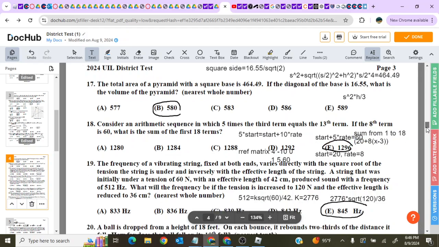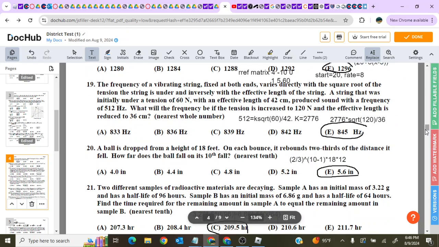The frequency of a vibrating string fixed at both ends varies directly with the square root of the tension the string is under and inversely with the effective length of the string. A string that was initially under a tension of 60 newtons and effective length of 42 centimeters produced 512 hertz. What will the frequency be with this new data?